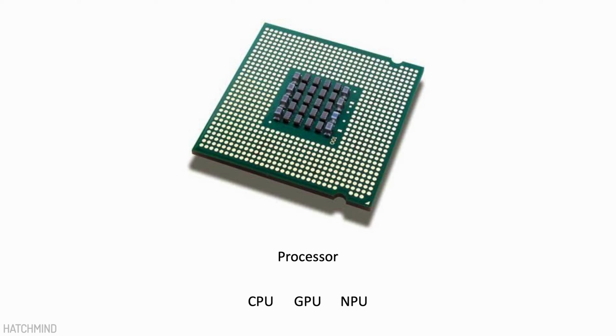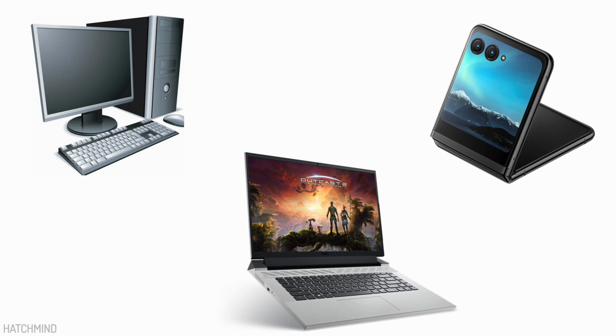And obviously there is a processor. Earlier there was only the CPU, the central processing unit, then there came the GPU, which is the graphical processing unit, and then there is the neural processing unit these days, especially in your smartphones.